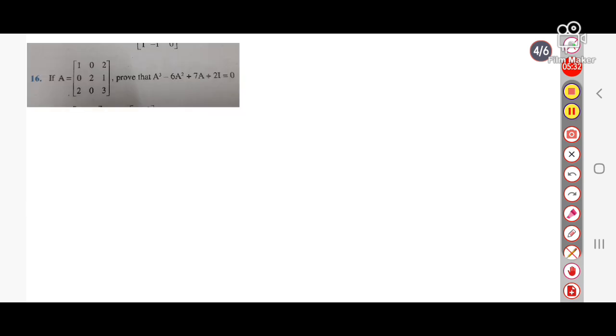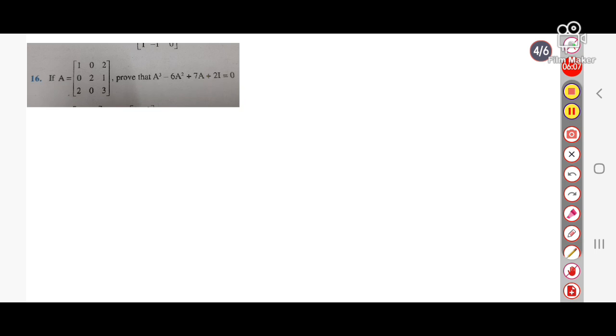The 16th sum. Now in this sum they have asked us to prove that A cubed minus 6A squared plus 7A plus 2I equals 0, and the given value of A is the 3 cross 3 matrix. So again we are going to individually find the values of the given terms in the equation, that is 6A squared, 7A, A cubed and 2I, then merely substitute in the equation and check whether we get the result as a 0 matrix, is what we need to do in this sum, right?